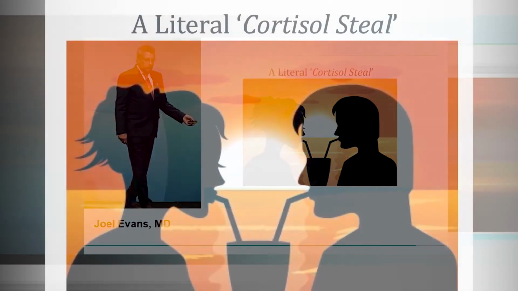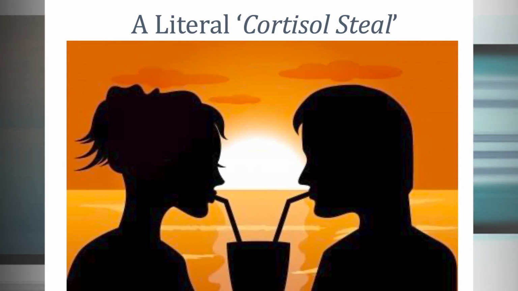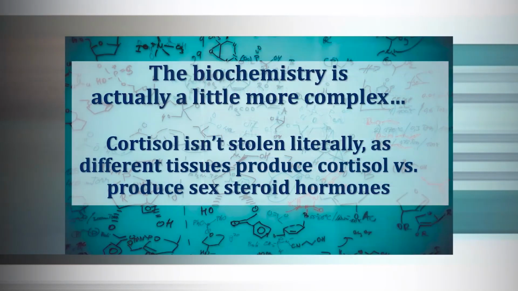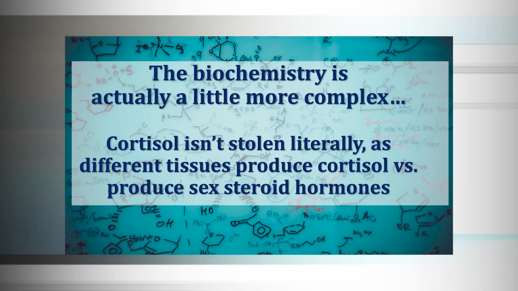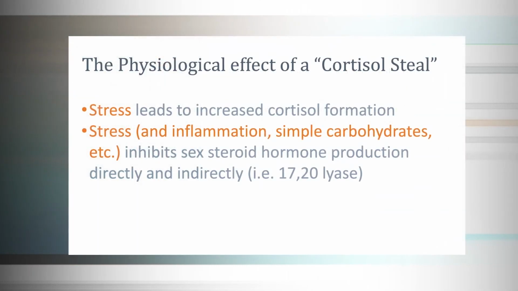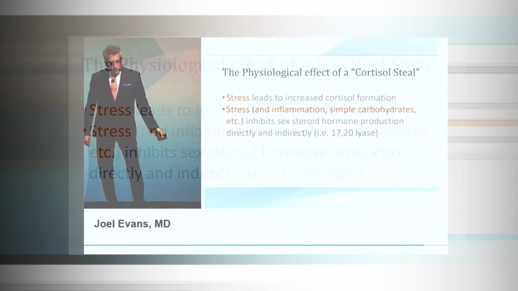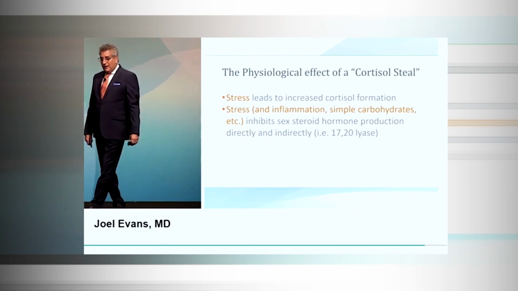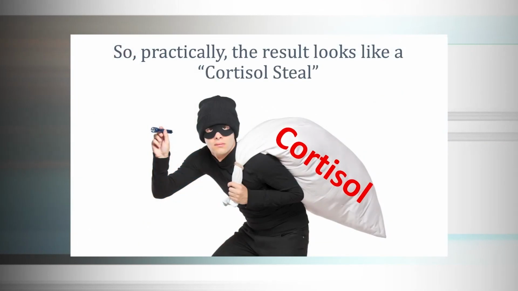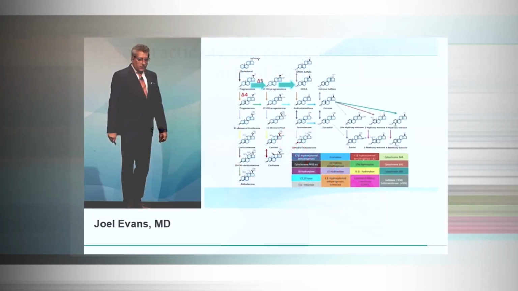So it's not this literal cortisol steal. The biochemistry, as I said, is more complex, and it stops sex steroid hormone production. So the physiological effect of that cortisol steal is stress leading to increased cortisol, stress leading to less sex steroid hormone, and the 17,20 lyase enzyme being inhibited, as we talked about in that question, and that's what's called the cortisol steal.